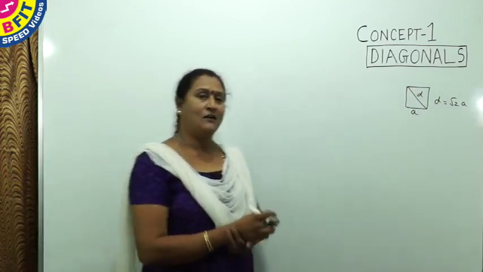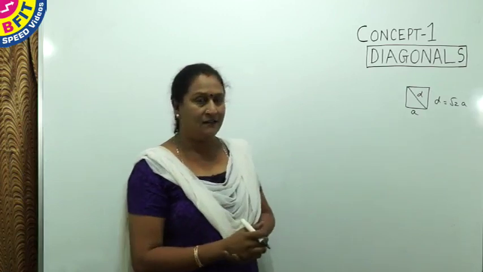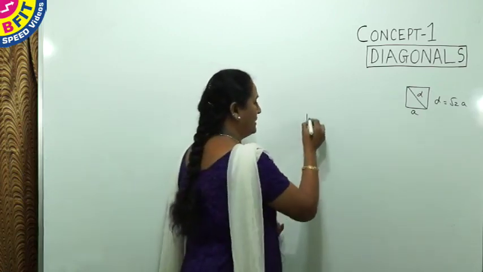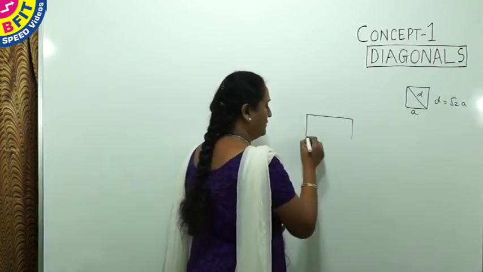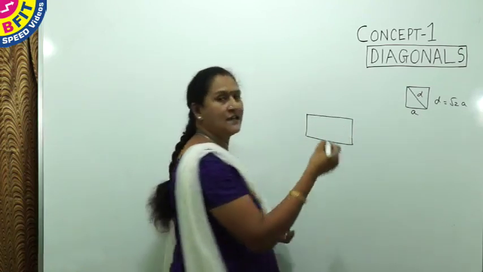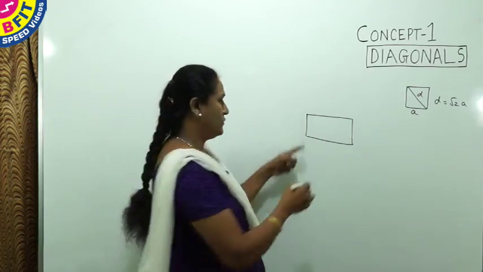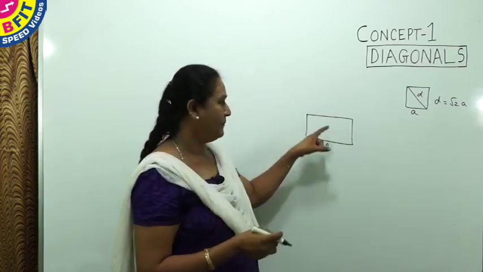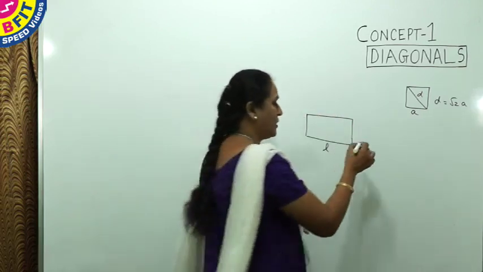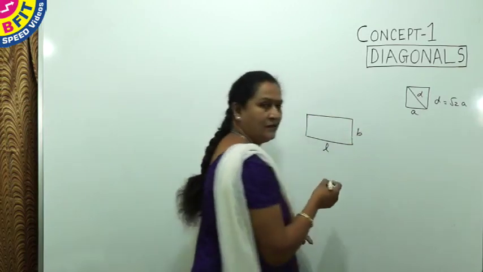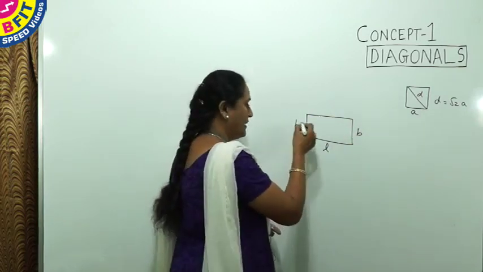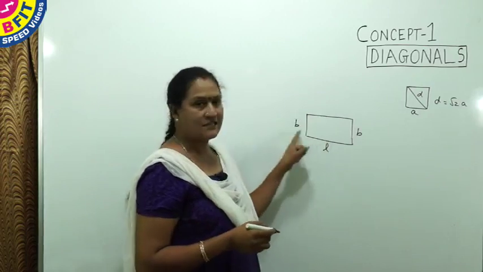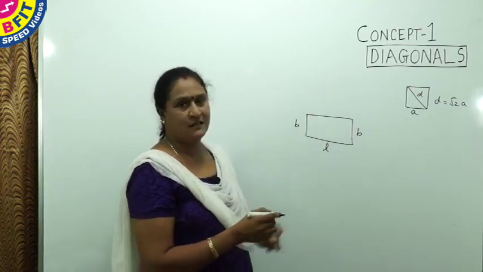Now how to calculate the diagonal for a rectangle? A rectangle is one where opposite sides are the same. Here this is the length, and the opposite side is also the same length, and the shorter side is called the breadth, and this opposite side is also the breadth, which is the same. When the opposite sides are the same, it is a rectangle.